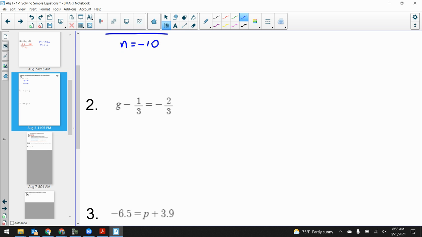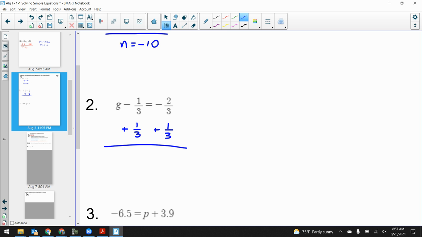So let's do number 2. What operation gets G completely alone? Noah? You can add it. Add what? 1/3. Good. I'm going to add 1/3 to both sides.